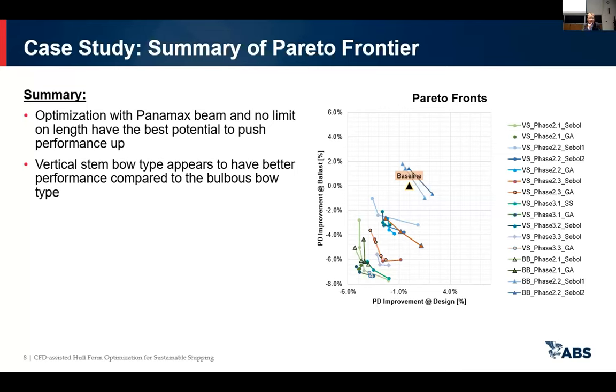One last thing I want to say is the baseline is always important. If you start from a really bad hull, you may be able to get 10% improvement or 20% improvement. But in this case, I want to assure that the baseline was a good one. It actually was a built one.